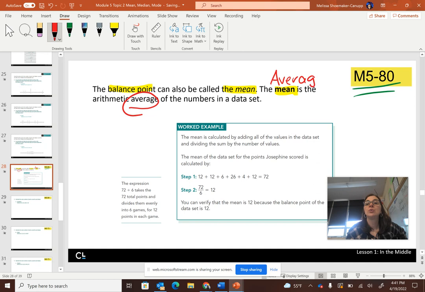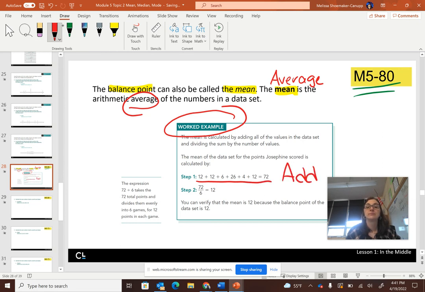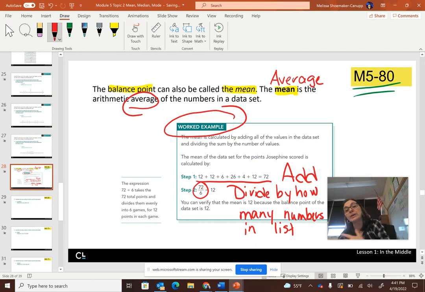In order to find the average of any set of numbers, this worked example tells you you first have to add them up. Then you have to divide. You might ask, what am I dividing by? By how many numbers there are. So if you added up 6 numbers, you're going to divide by 6. If you added up 20 numbers, you're going to divide by 20.